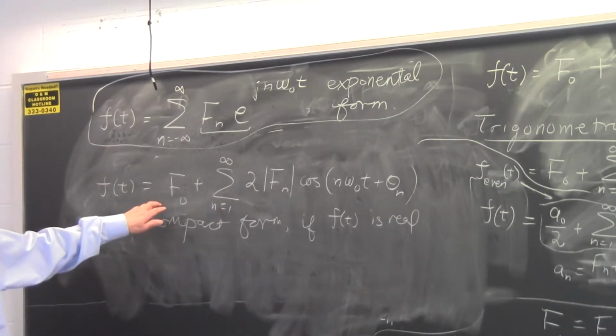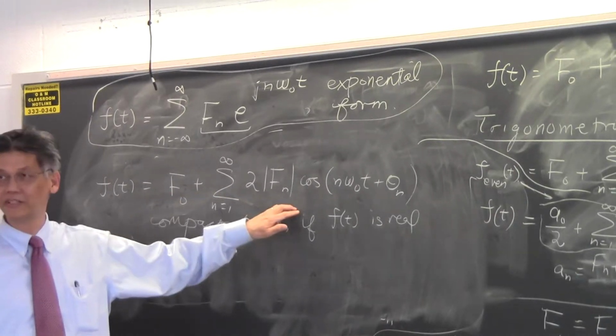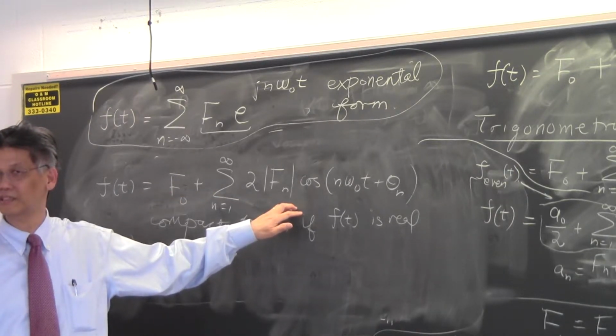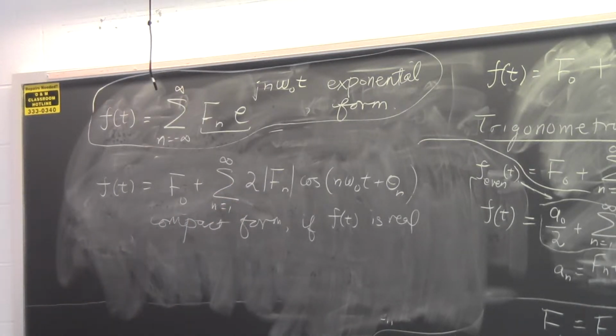And can you see that the sum is always real valued? Every term in this series is real valued, so it always adds up to a real number. So are there any questions regarding this Fourier series expansion?